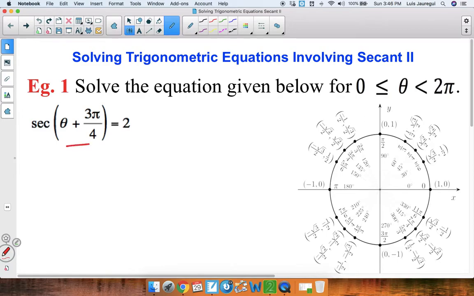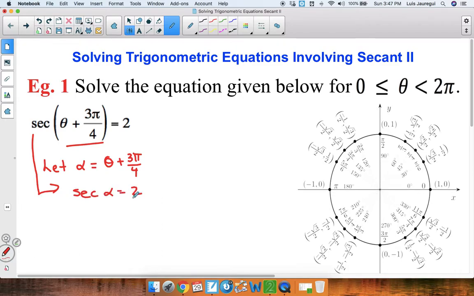The first thing we're going to do is to try to solve a simpler equation. So let's go ahead and introduce a new variable based on this particular input. Let alpha be equal to theta plus 3 pi over 4. Now, this will enable us to rewrite our original equation as follows: secant of alpha is equal to 2.